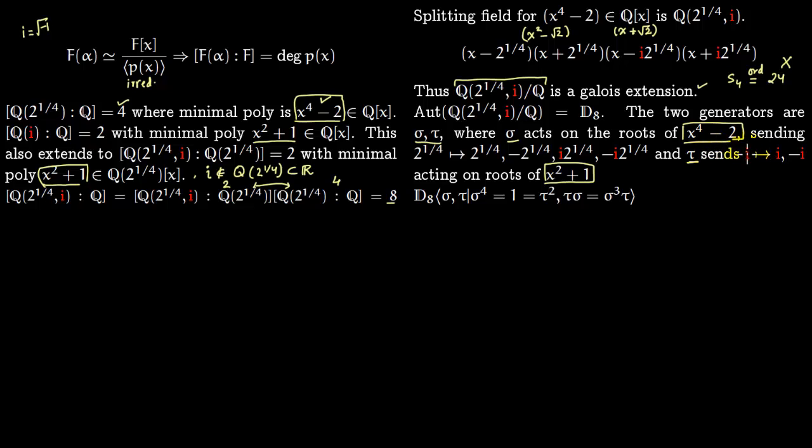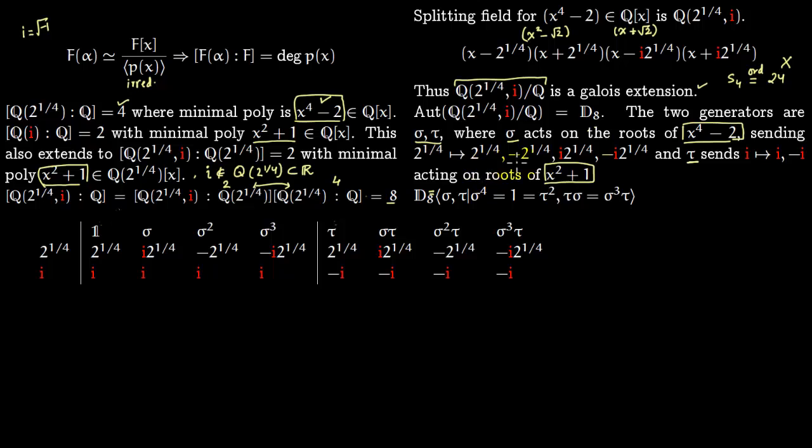Tau sends this complex i to i and then to minus i. So again sigma and tau interact with each other, and we will in fact show that you will get a dihedral group which looks like this. It is generated by sigma and tau, where sigma^4 would be 1, tau^2 would be 1, and tau sigma will be equal to sigma^3 tau.